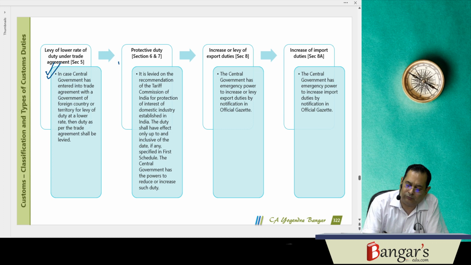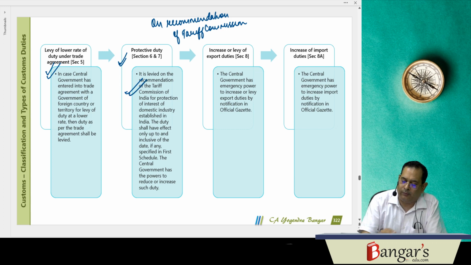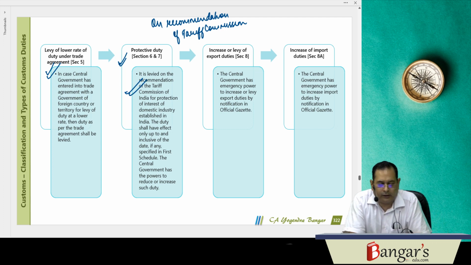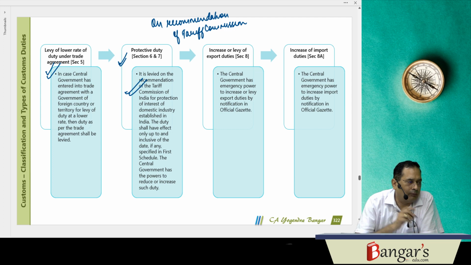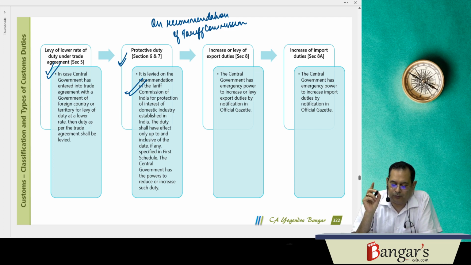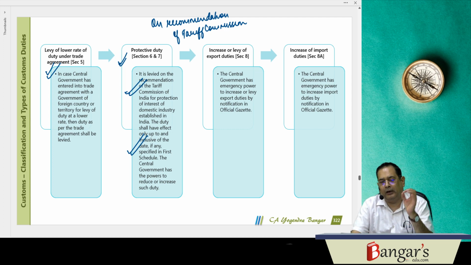Then section 6 is protective duty on recommendation of the Tariff Commission. On the recommendation of the Tariff Commission, the Central Government levies protective duty for the purpose of protecting the interest of domestic industry established in India. And basically, the duration of the duty will be specified in the tariff schedule.